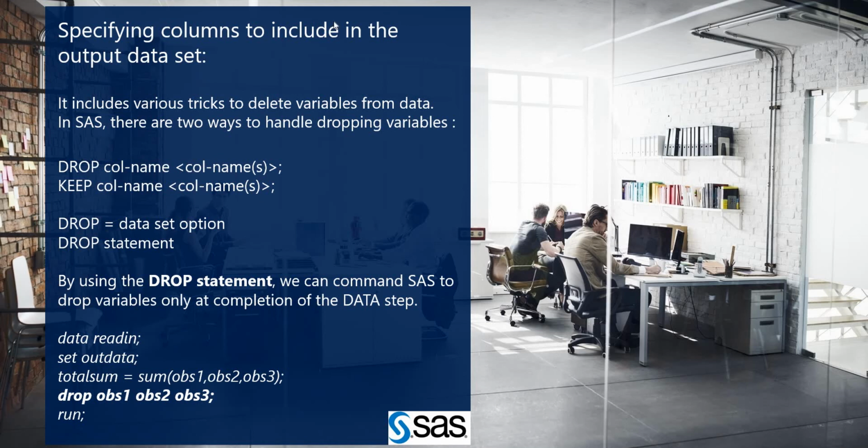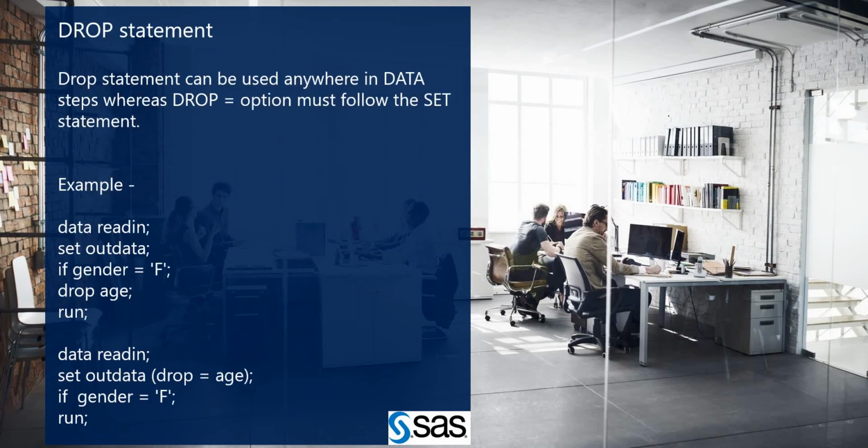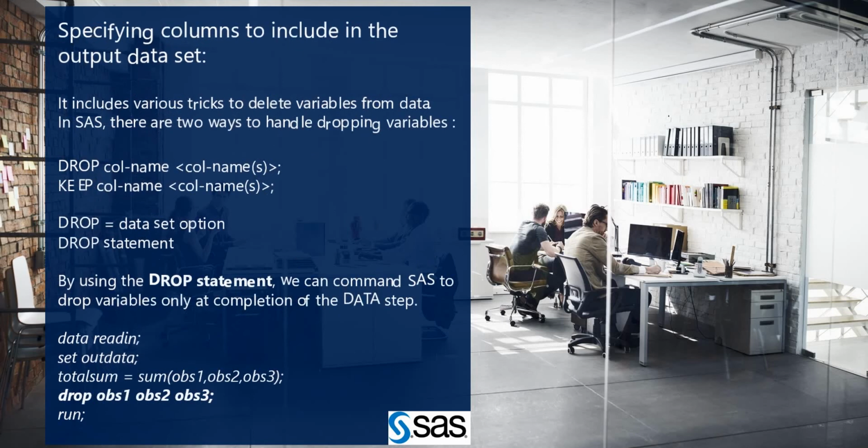Next is specifying the columns to include in the output data set. How do we control our data set? We use the drop and keep statements. They include various tricks to delete variables from data in SAS. There are two ways to handle dropping variables: the drop and the keep statement. The drop statement can be used in SAS to drop variables from the data set.